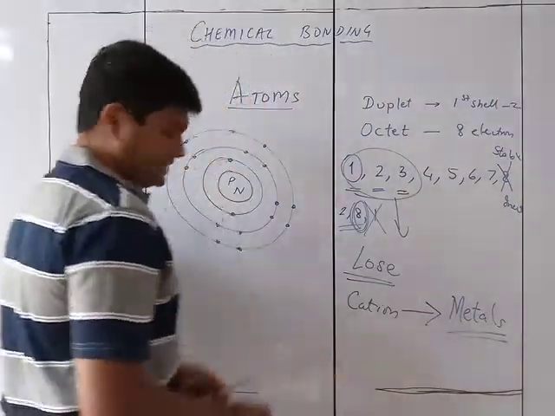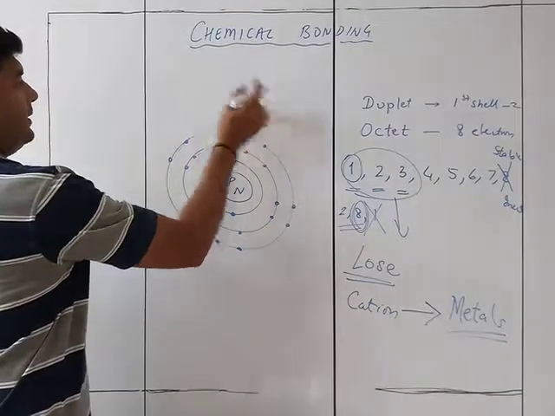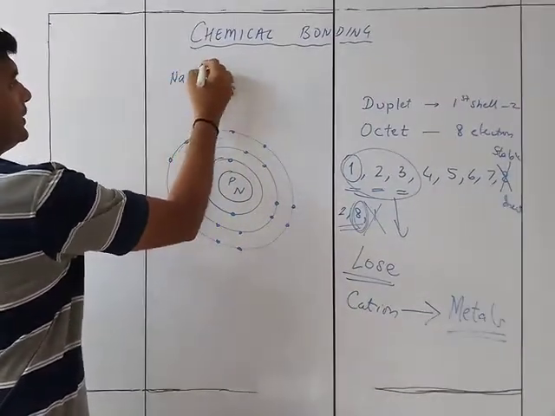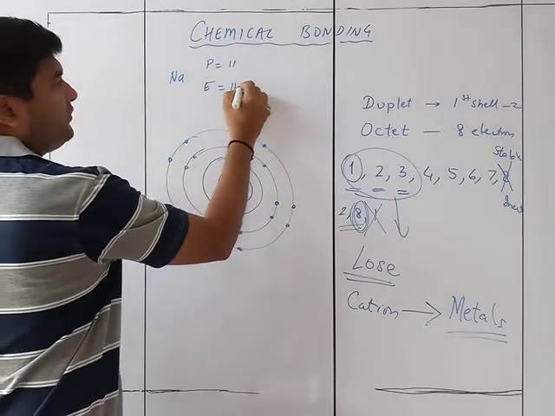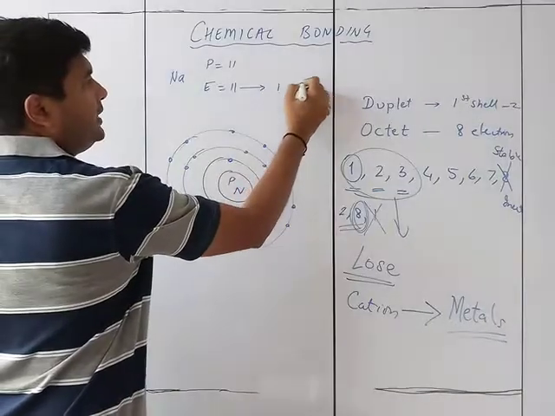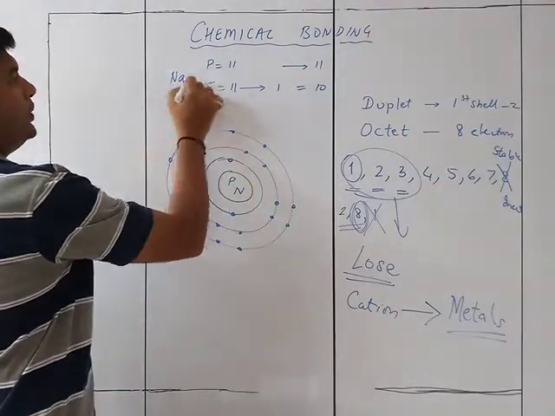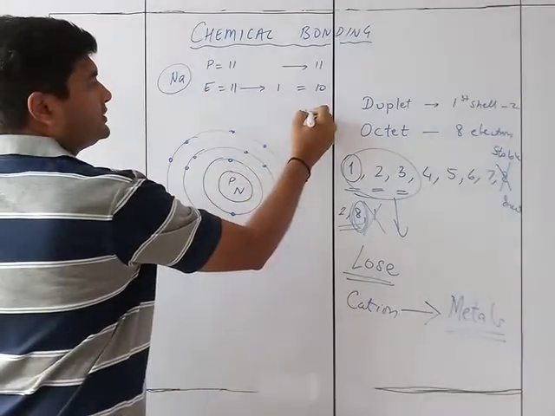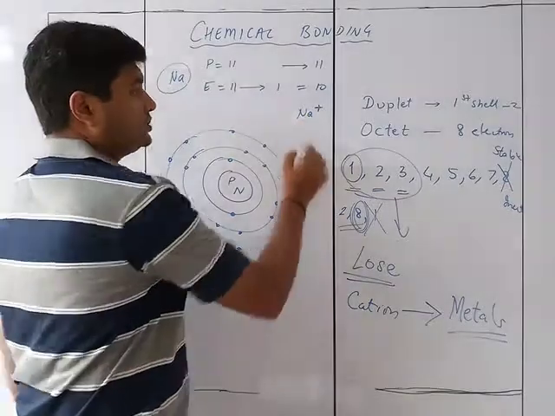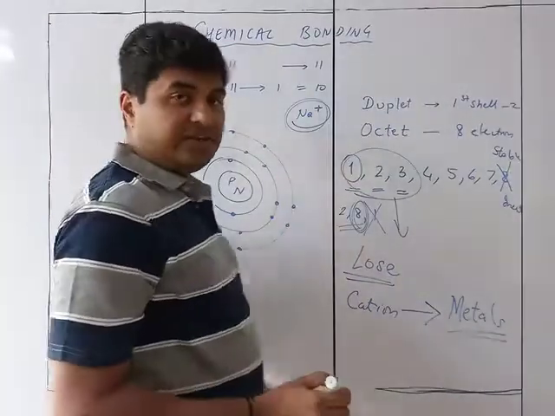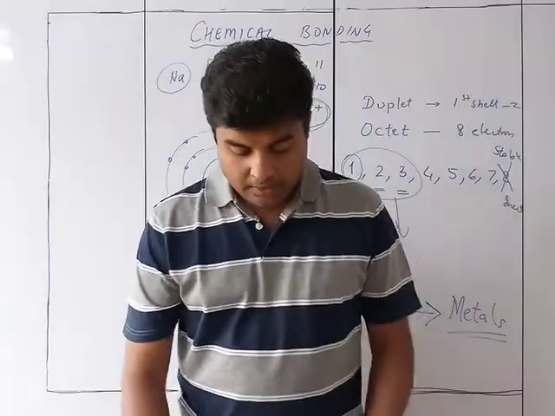Why is that so? Let's see that also. Suppose we have an atom, sodium, which has P equals 11 and E equals 11. If it loses 1 electron, the E becomes 10 and P is still 11. So automatically it is no longer neutral. Now this becomes a positively charged ion, so this is plus 1, called a cation.